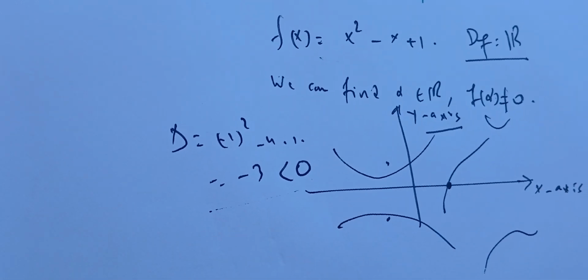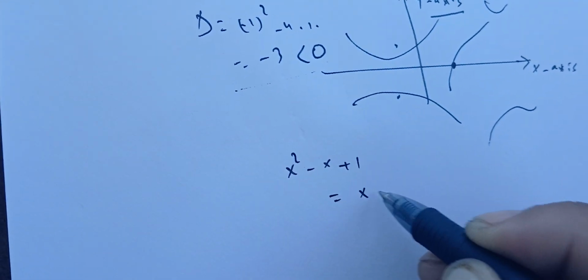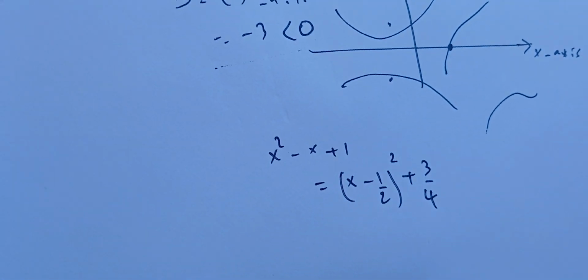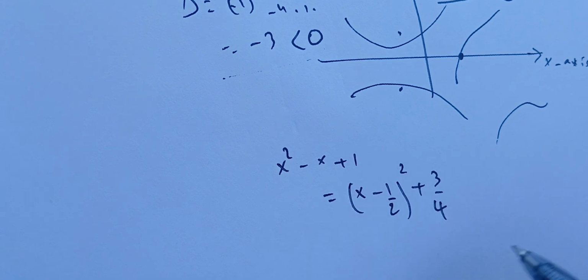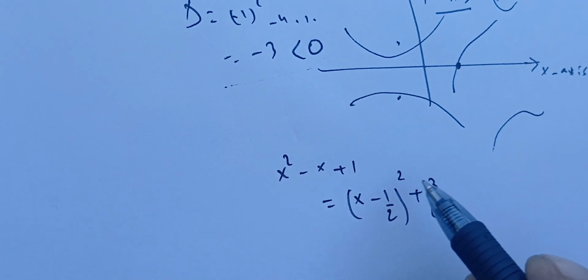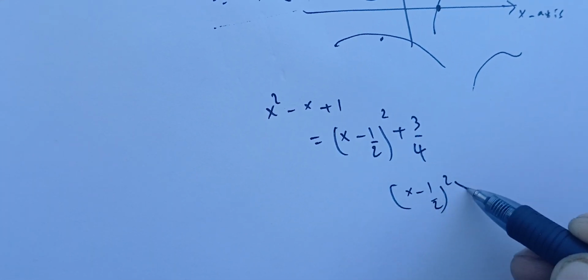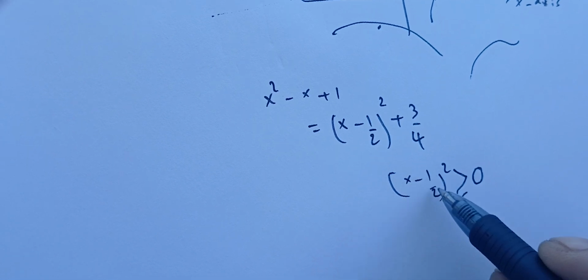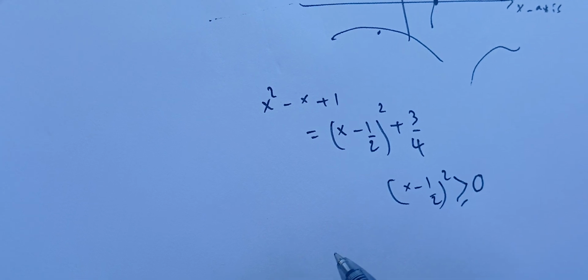We can also do it this way by completing the square. Here we have x squared minus x plus 1, which is x minus 1/2 squared plus 3 over 4. Now we're going to use algebra to prove that this one is bigger than 0. We know that x minus 1/2 squared is a square, so it's greater or equal than 0, because when x is 1/2, we're going to have 0. That's why we have this equal sign.